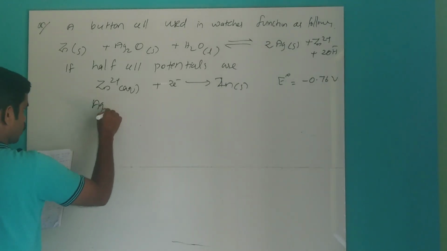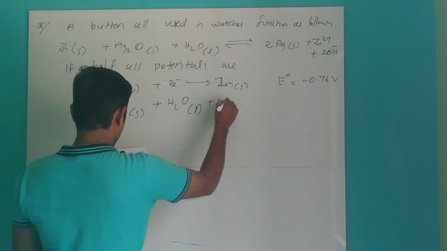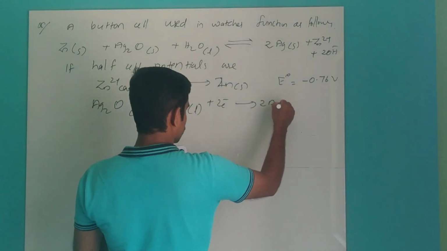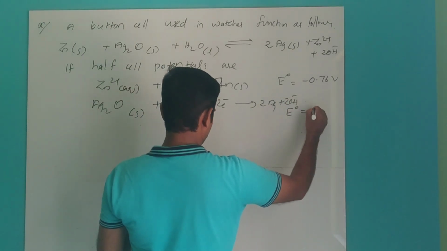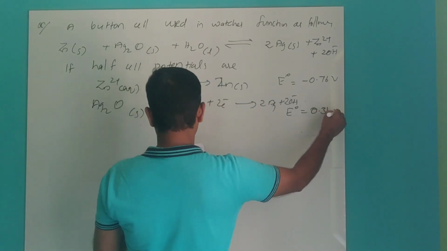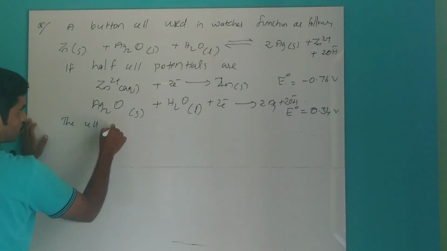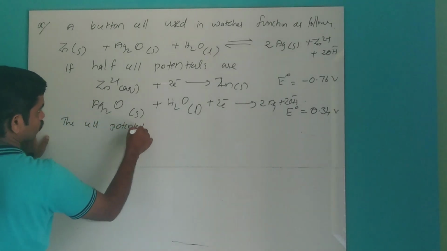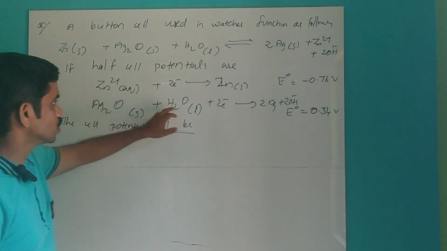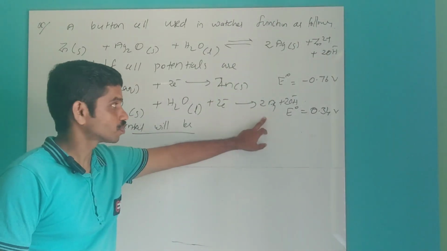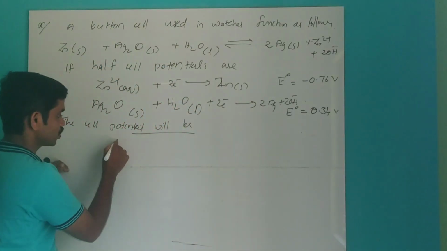and Ag2O solid plus H2O liquid plus 2 electrons gives 2Ag plus 2OH minus, and E0 value is equal to 0.34 volt. Then the cell potential will be... Right. So here two reactions are given. You know what is the cell potential. How will you find out cell potential?